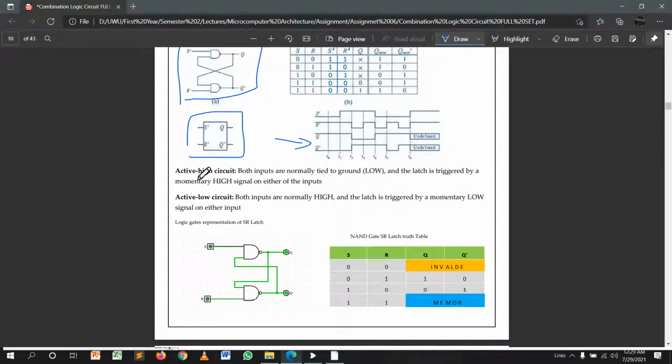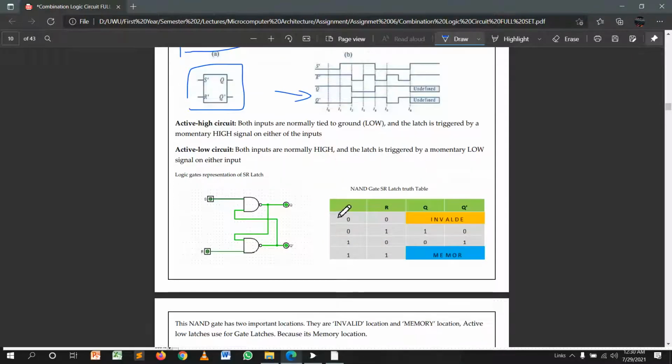Then those circuits can be active high or active low. Active high means those latches have set and reset inputs as low. Low means ground level. When we input set and reset as 0, it's an active high circuit. Active low circuits are those where set and reset are 1.